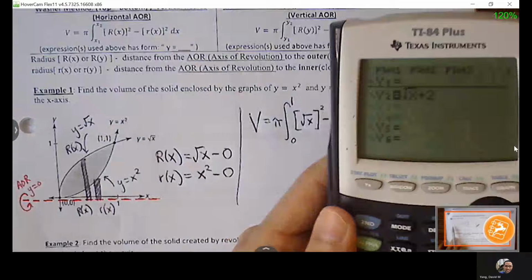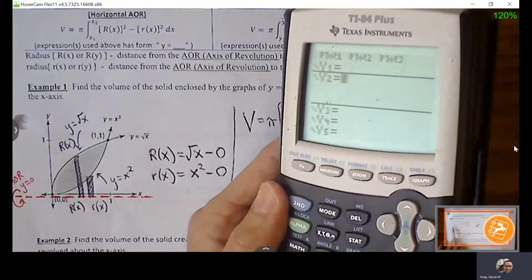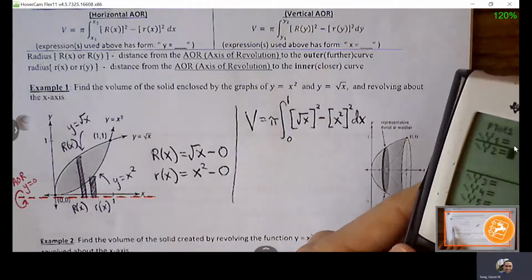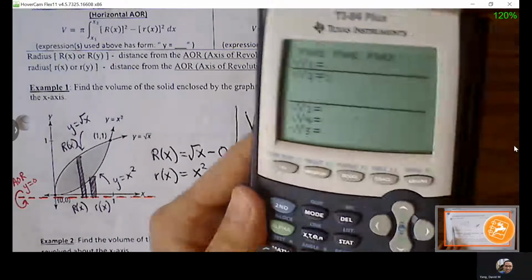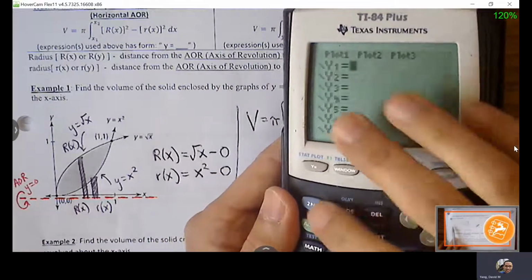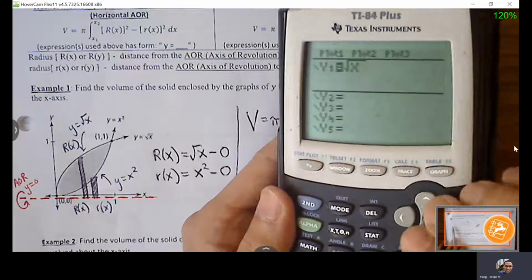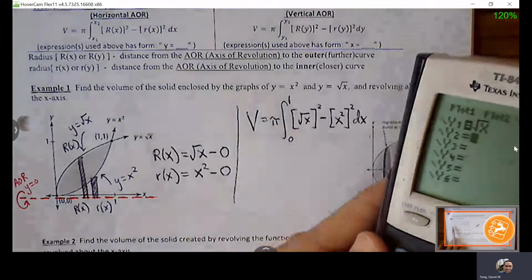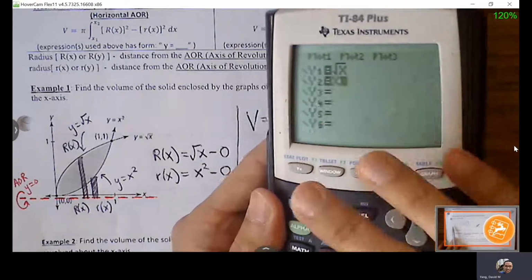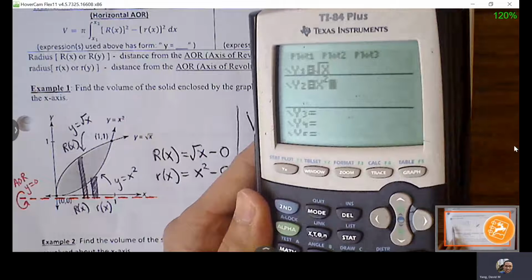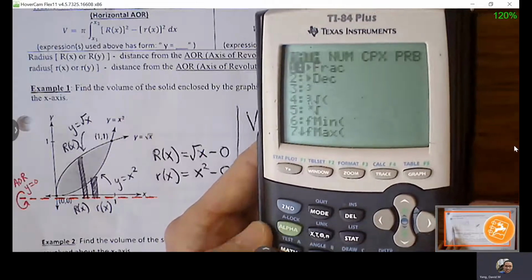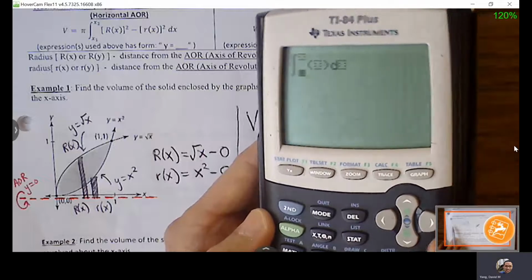So, okay, if you have a 36 Pro, you're kind of stuck having to type everything out, but at least with the 84, you can save a few keystrokes here. Okay, so under Y1, I'm going to call this square root of x. Under Y2, I'll have that represent the little radius, so x squared. Okay, go back to your home screen. Math 9, our bounds are from 0 to 1.